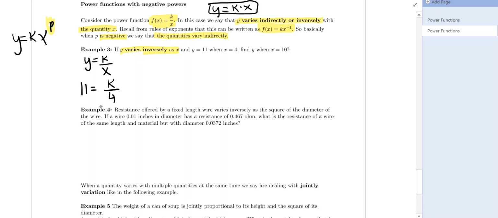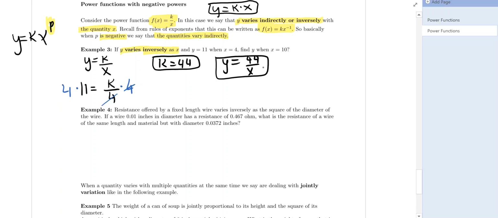And your goal is to solve for k, the constant of proportionality. So from here, if I multiply both sides by 4, this cancels, and I get that k equals 44. Now rewrite the formula with what you found k to be. So y is going to be 44 divided by x. Now find y when x is 10. You simply plug in x equals 10. So 44 over 10, then y is 4.4. So you answered the question.